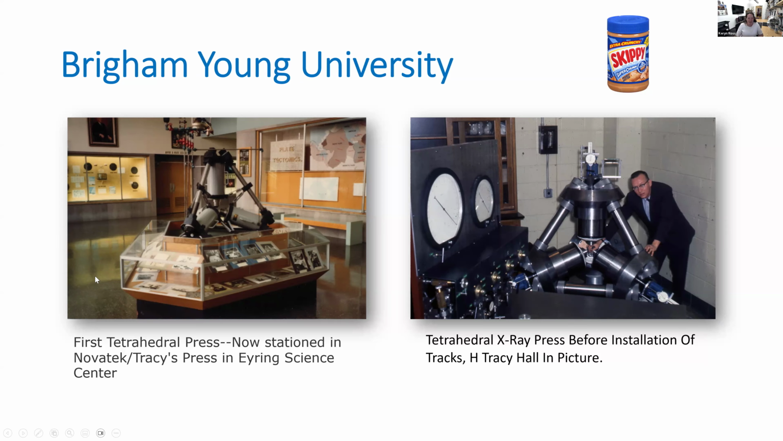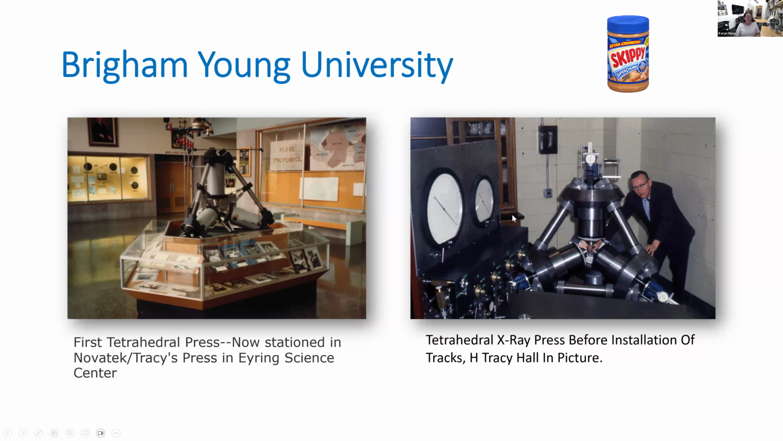And here's the lobby of the Eyring Science Center, where they displayed his first tetrahedral press for a really long time. His favorite thing was to take somebody's peanut butter sandwich and use that as the source of carbon so that he could make a diamond out of it. So that's what the Skippy peanut butter is for. Because really, all you need is some form of carbon, and you can make a diamond out of these types of things.